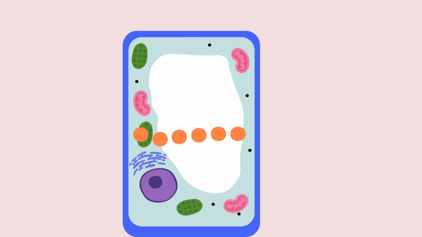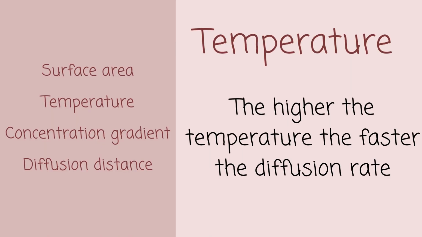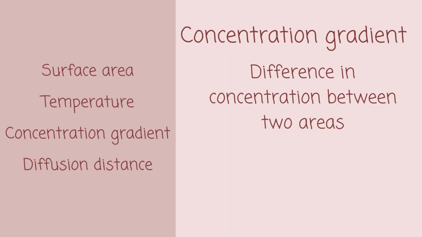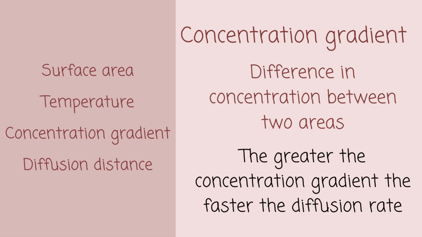The higher the temperature, the faster the rate of diffusion, as high temperatures result in molecules having more kinetic energy, allowing them to move faster. Concentration gradient refers to the difference in concentration between two areas. The greater the difference in concentration, the faster the rate of diffusion.